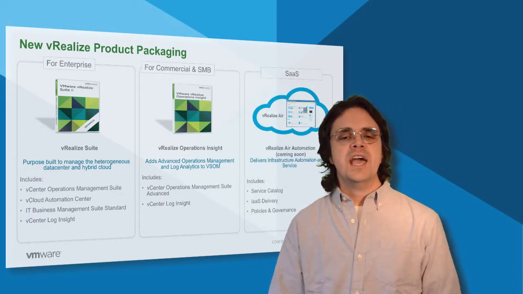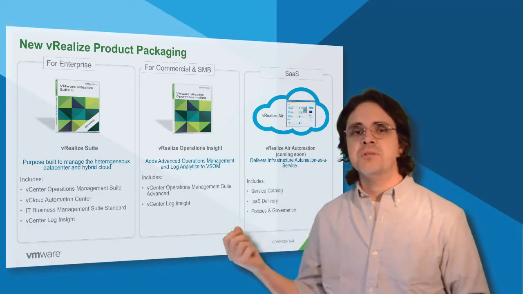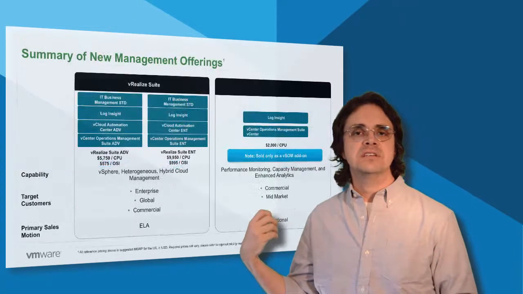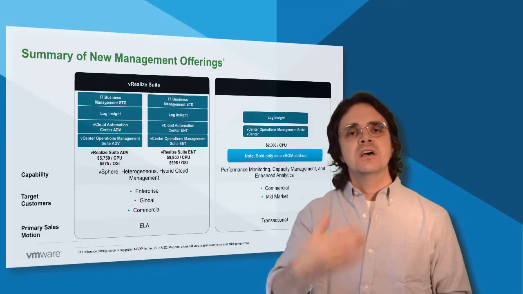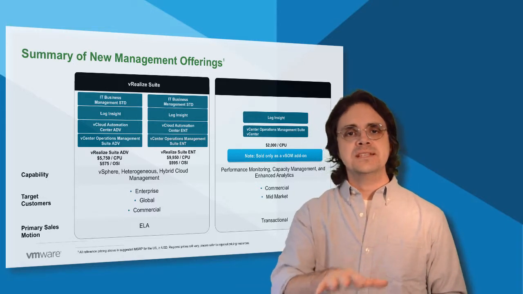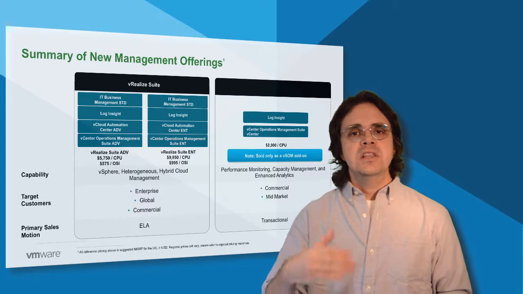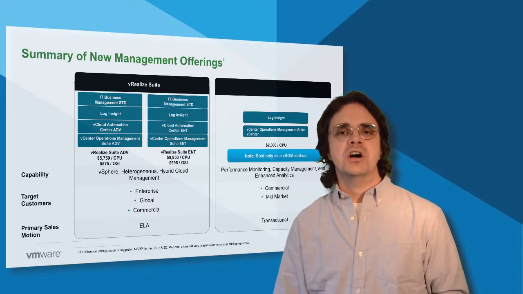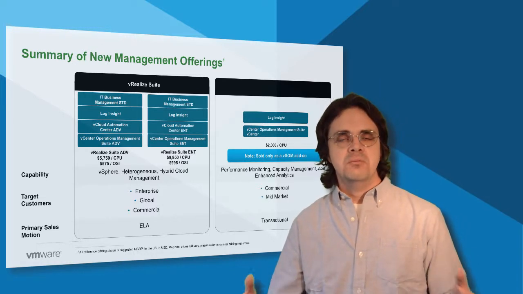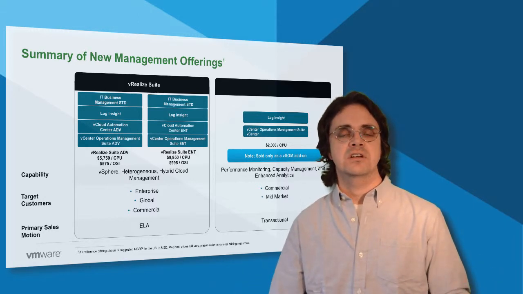So if we recap the summary of new management offerings, we have vRealize Suite both in standard and advanced, and then we also have Operations Insight. Again, important to remember, vRealize Suite is ELA, and for enterprise type customers. Watch for customers that are talking about heterogeneous management, hybrid clouds, governance, etc.